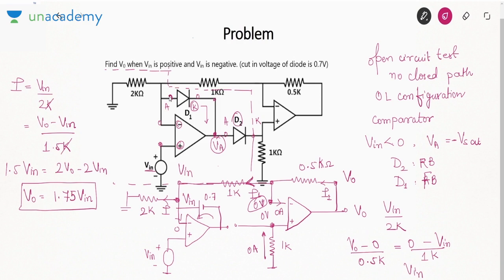So V0 is minus Vin by 2. Okay. So that is when Vin is negative, and this relation is when Vin is positive. So that is how we can derive the output of this rectifier. It is actually nothing but a full wave rectifier.